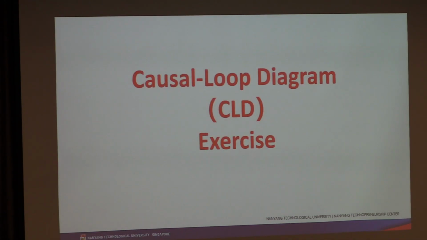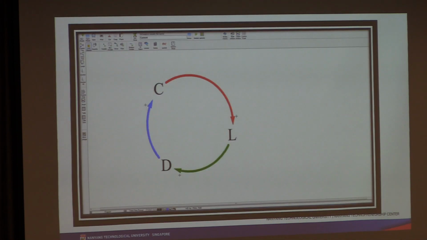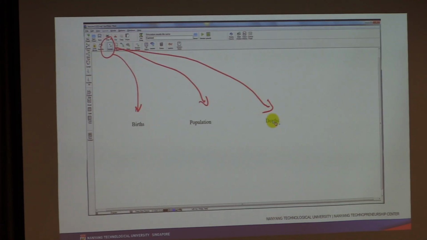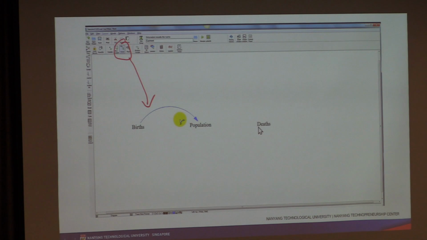Then the same thing is for the causal loop diagram, right? So the causal loop diagram is like this. So it's also in the picture. So firstly, I can click here. I say like what the example that we showed just now, right? Birth, population, and death. And then I put in the arrow here.